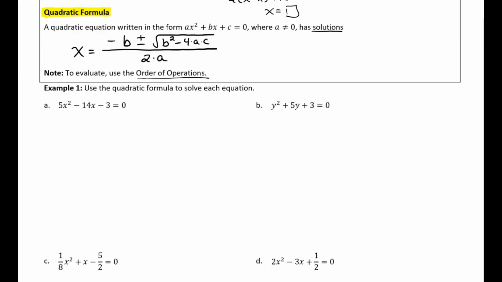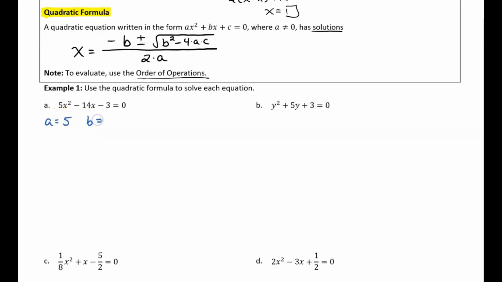So your a value is always going to come from the x squared term. Now the variable doesn't go with the a value, it's just the number in the front. So in our case here, that's just the 5. It's not 5x squared, the a value is just the 5.